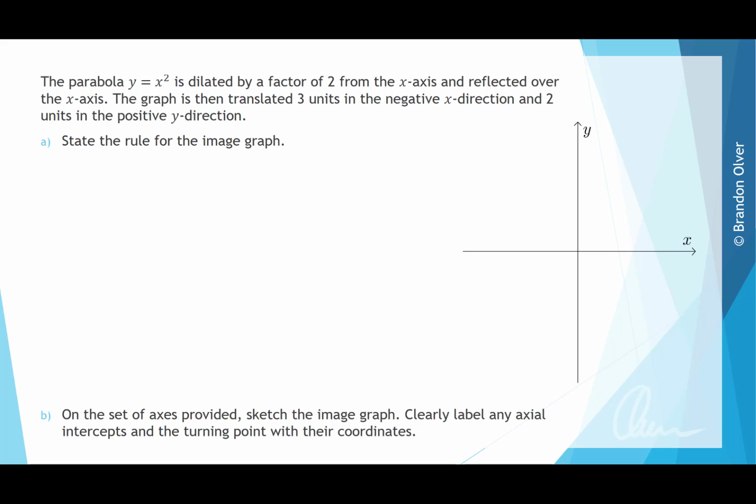The parabola y equals x squared is dilated by a factor of 2 from the x-axis and reflected over the x-axis. The graph is then translated 3 units in the negative x direction and 2 units in the positive y direction. For part A, we want to state the rule of the image graph.